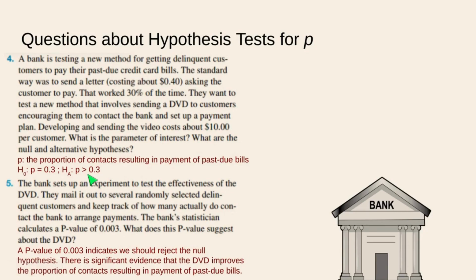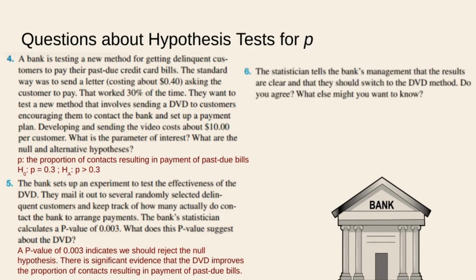Now let's look at our last problem. The statistician tells the bank's management the results are clear and that they should switch to the DVD method. How about you, statisticians? Do you agree? What else might you want to know? Think specifically about the term effect size from the last section. If you need to rewatch the video or reference your notes, now would be a good time to do so, but think about how effect size would relate to this problem.